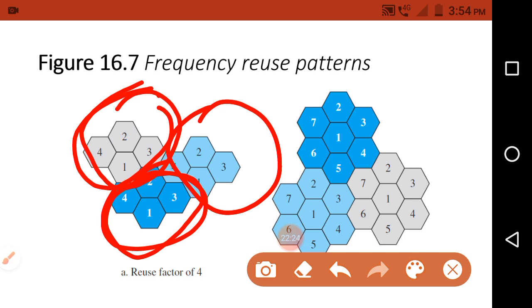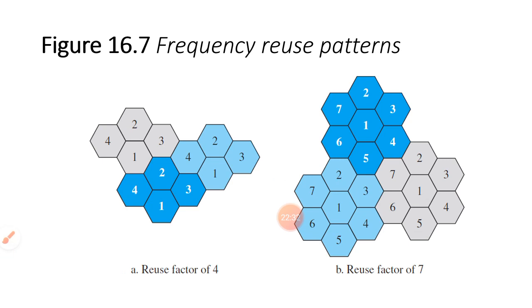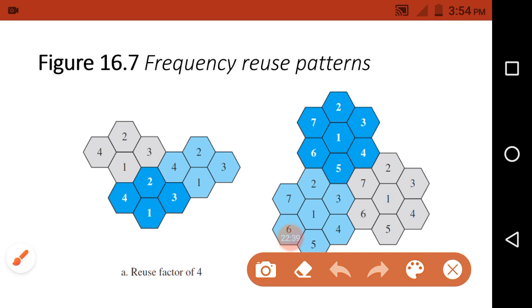But what is the difference here is that whatever cells are present in that group contain a unique set of frequency values. Here, the cells which have the same number contain the same set of frequencies. The cell which has the same number contains the same set of frequencies.